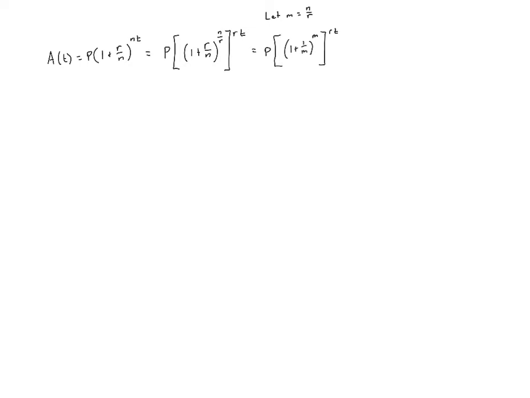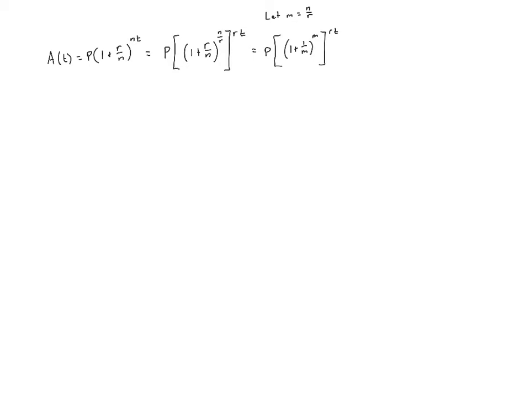And I want to look at what's in these brackets. Now remember, we wanted to see what happened as n got larger and larger, the number of compounding periods in a year getting bigger and bigger, going towards infinity. And if n is getting larger, that means m is also getting larger. So we're looking at what happens as this quantity, 1 plus 1 over m to the m, gets bigger and bigger.